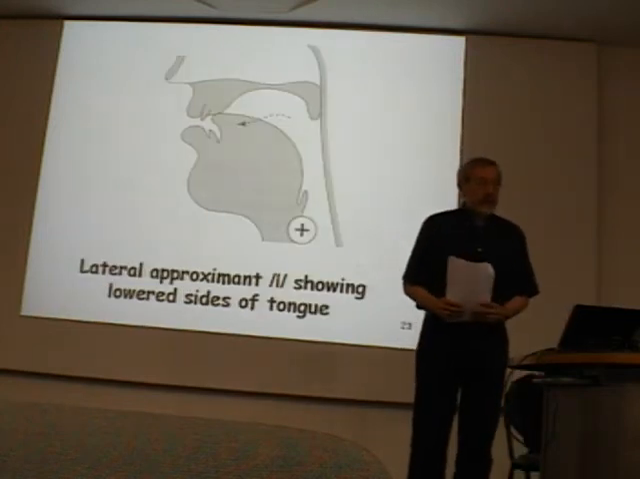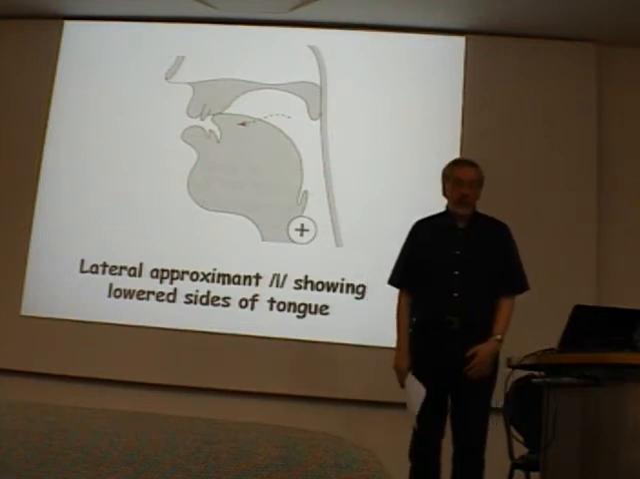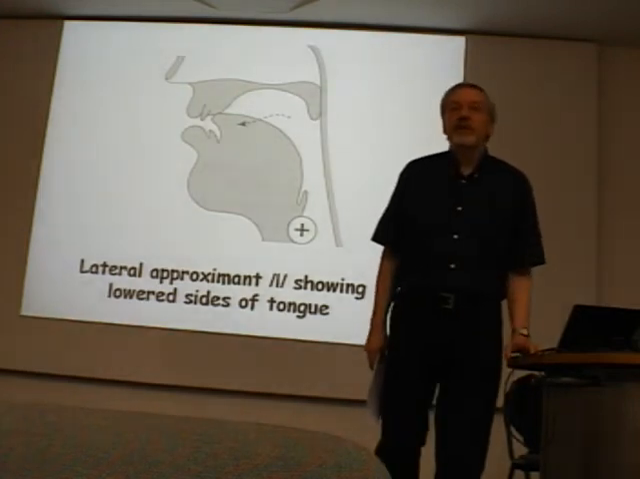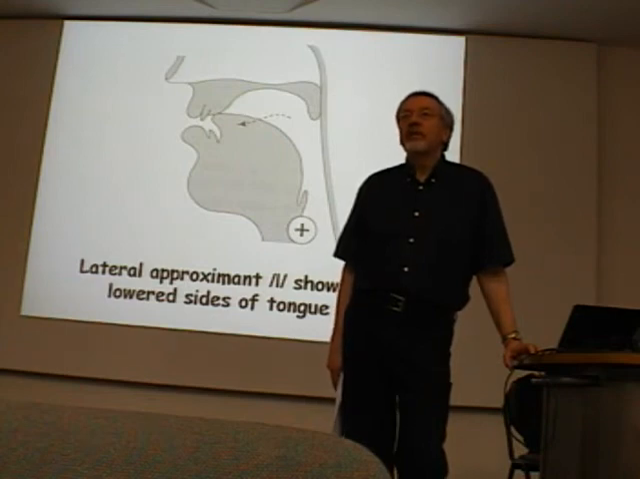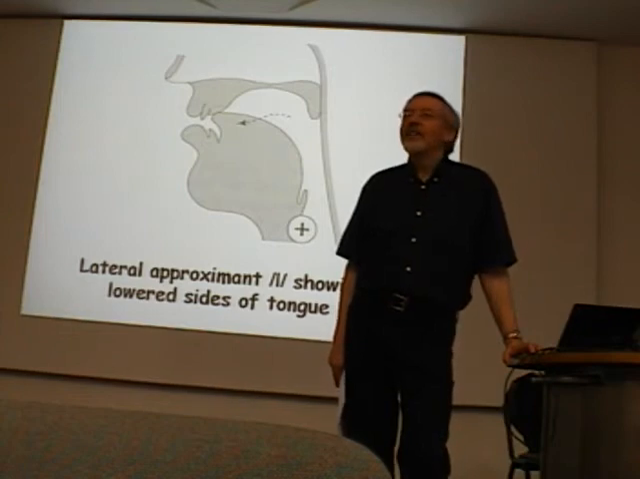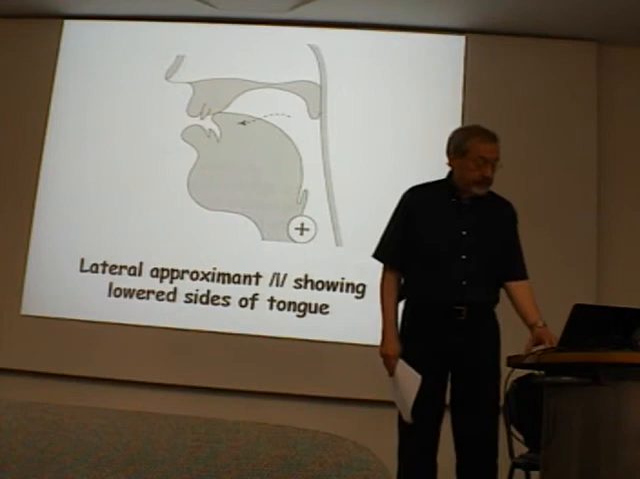L sounds, which we've already mentioned, we have a smart word for them, lateral approximants. Here you have the sides of the tongue lowered. You should feel, if you breathe in, cold air along the sides of the tongue. Say an L, a-la, and then breathe in, a-la, l. And you should feel cold air along either one or both sides of the tongue.